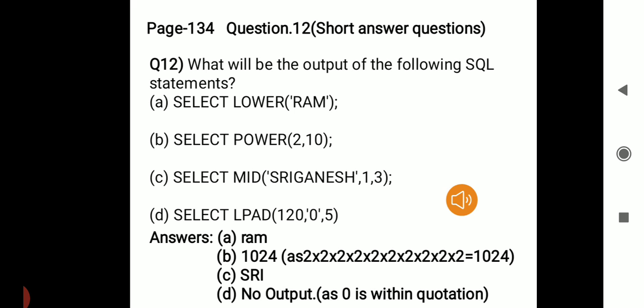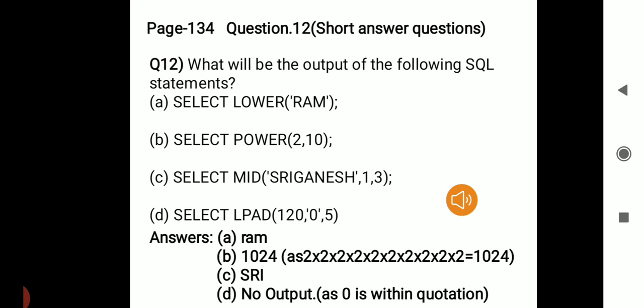Then come below, see the next query B. Select POWER within brackets 2, 10. Here 2 is the base number and 10 is the exponent. So multiply the base number 10 times, which gives the result 1024. Then see the next query C.